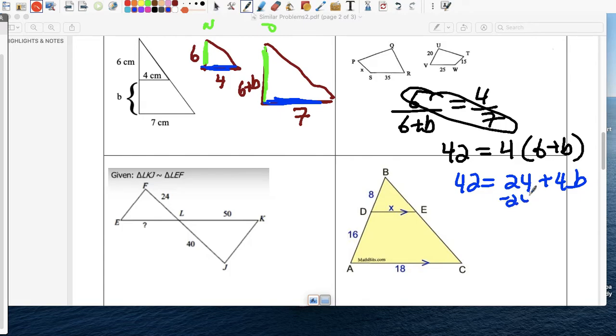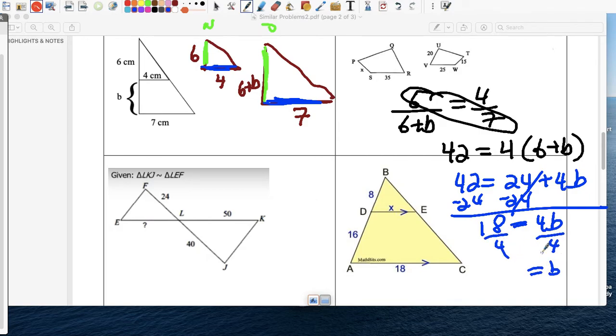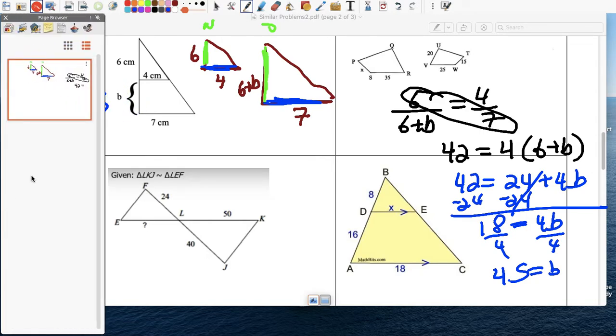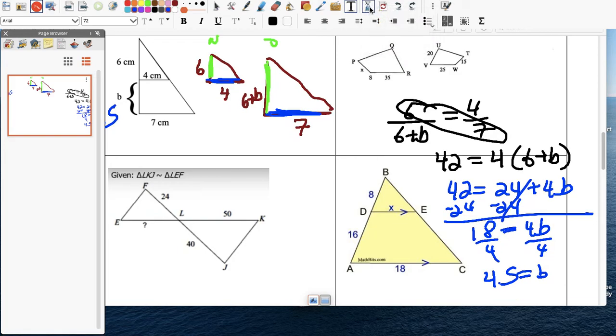Let's subtract 24 from both sides. 4b, cross over, that's 18. And divide both sides by 4. B equals, what's that? 18 divided by 4, 4.5. So B, this part right here, is 4.5. Okay, that was simple.